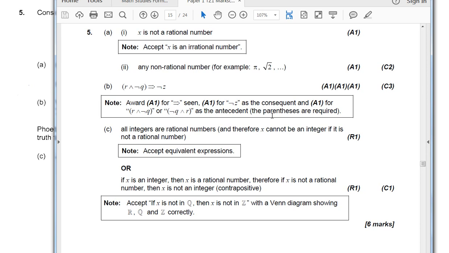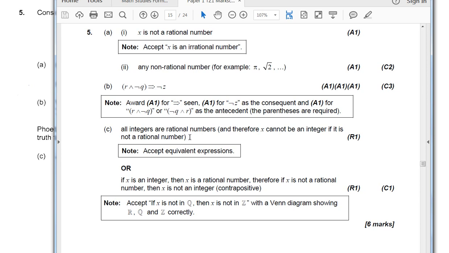Okay, it says the parentheses are required. Okay, and remember the first part is the antecedent. That's the antecedent, and then the second part of an if-then is the consequent. Not that you'll be asked that on the test, I would imagine, but just in case.